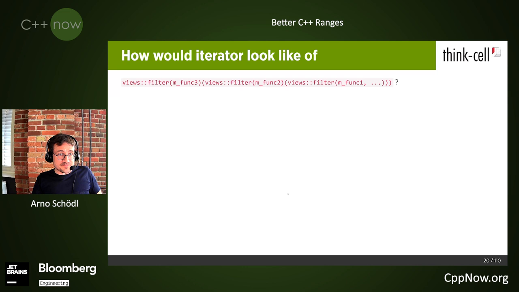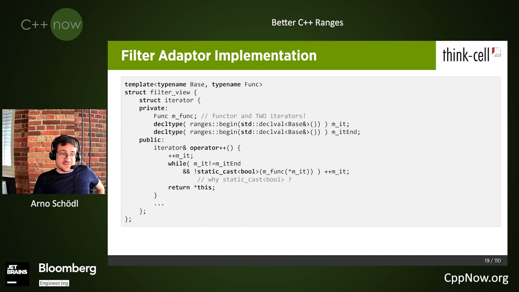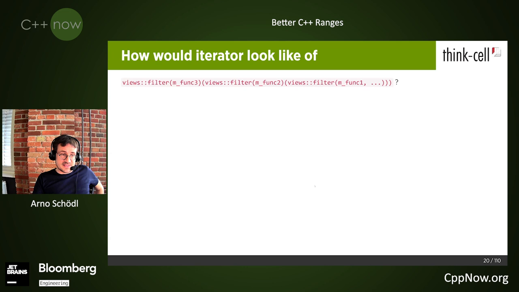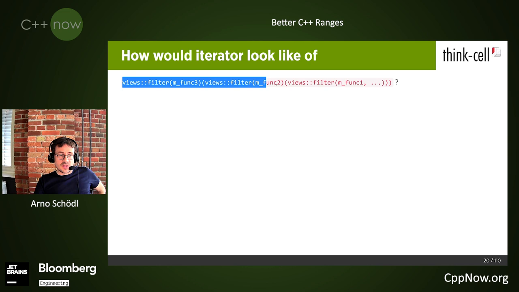So inside the filter, we need a functor and we need these two iterators. And that's an iterator of your filter. Now, if you are stacking filters, which is quite frequent, not necessarily in one function, but if you're creating an object, passing it into another function, and there it again gets filtered and so on, it's quite possible that you get these stacked views, these stacked adapters. And let's take a look at how a filter would look that is stacked three times.